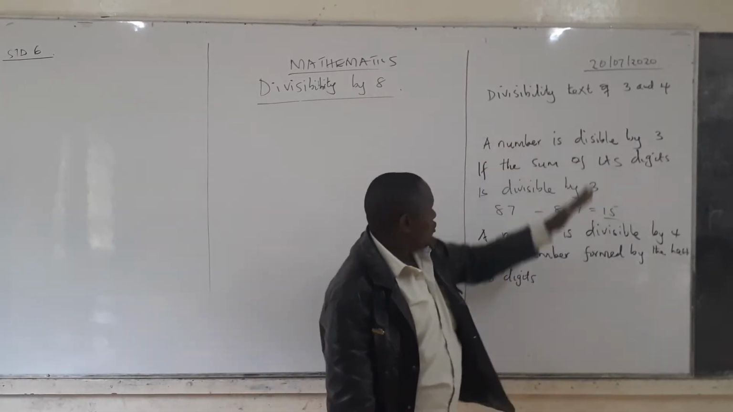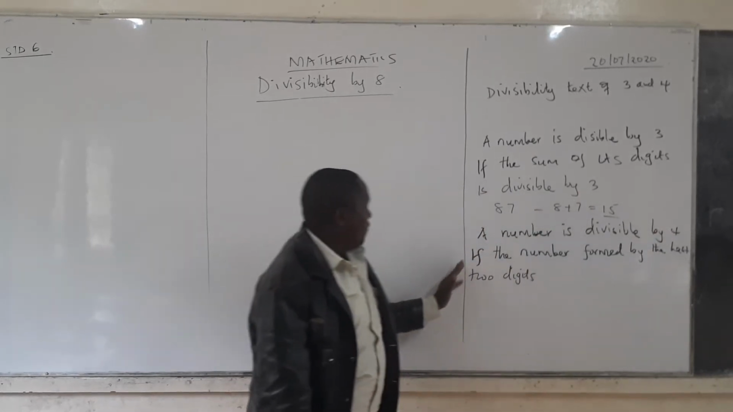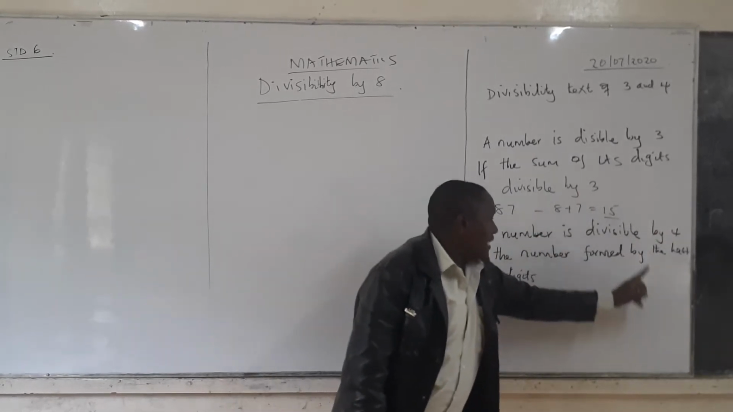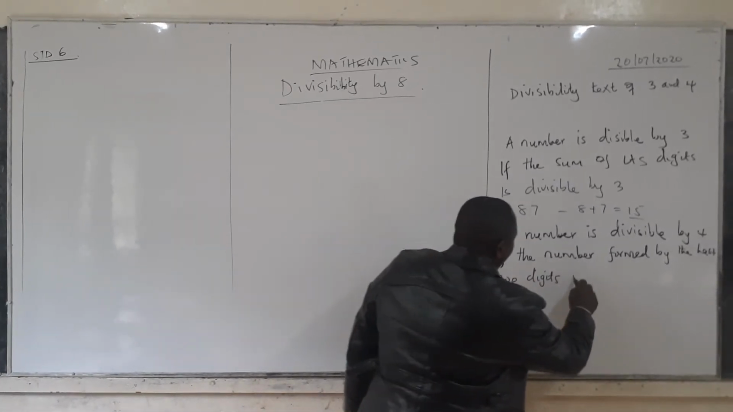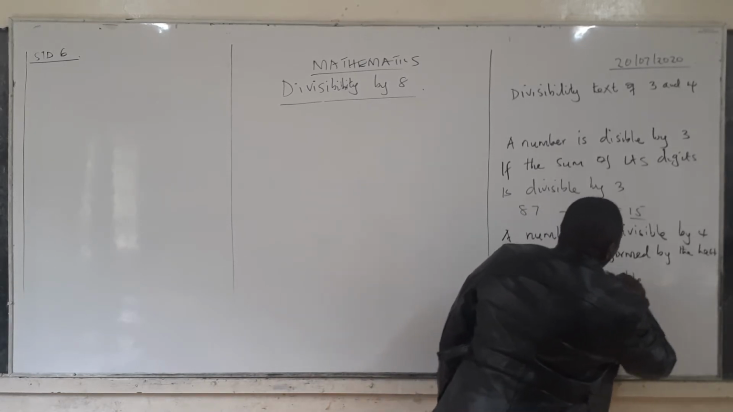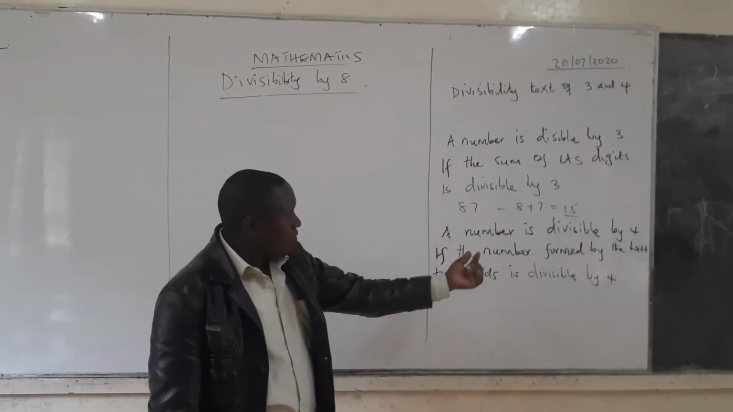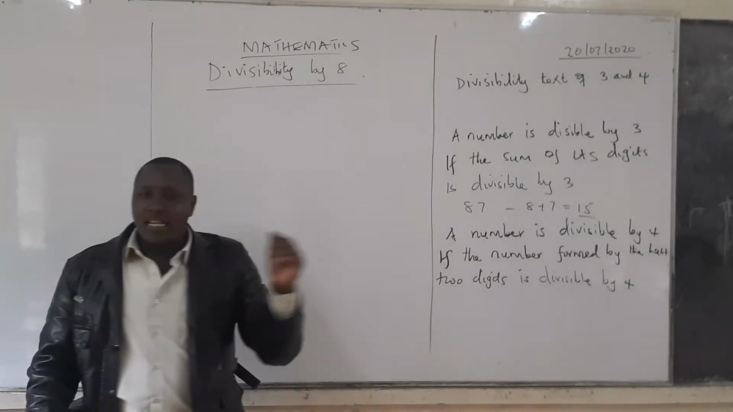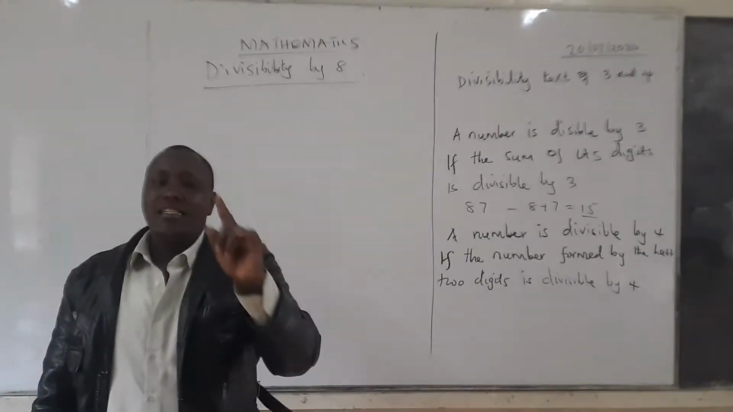Now, divisibility test of 4. We are saying a number is divisible by 4 if the number formed by the last 2 digits is divisible by 4.